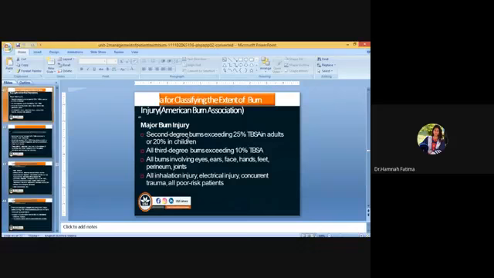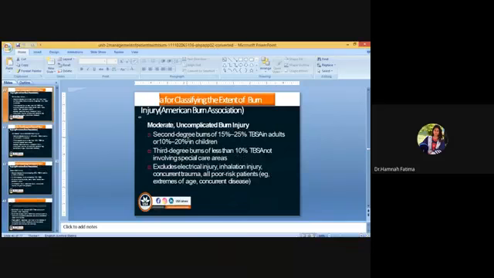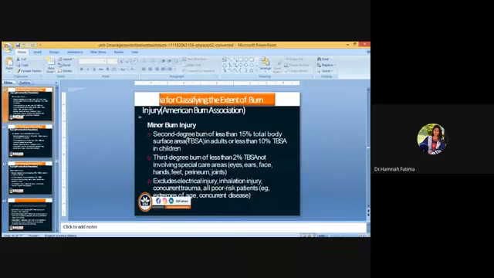In minor and major, how we categorize? Second degree burn of less than 15% total body surface area in adults or less than 10% in children. Third degree burn of less than 2% total body surface area, अगर 2% है तो आप उसको minor में लेके जाओगे.